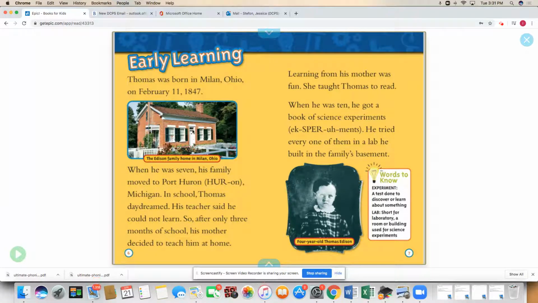And not only did he learn to read, but he was able to even make science experiments and his own inventions since he was only 10 years old. So a really similar age to you guys. So this is showing us when he got his start.